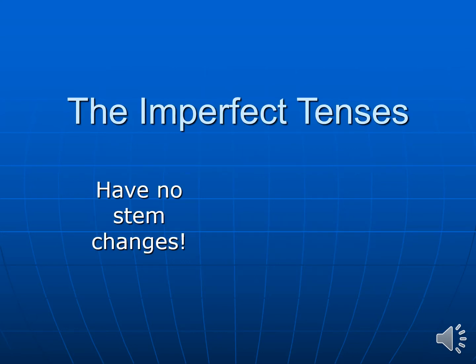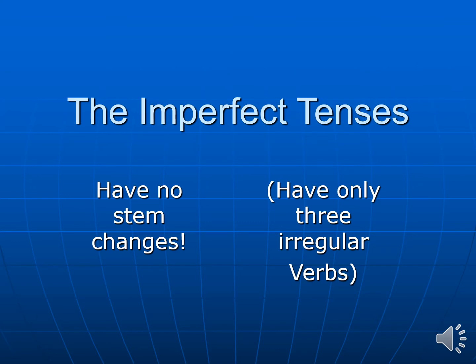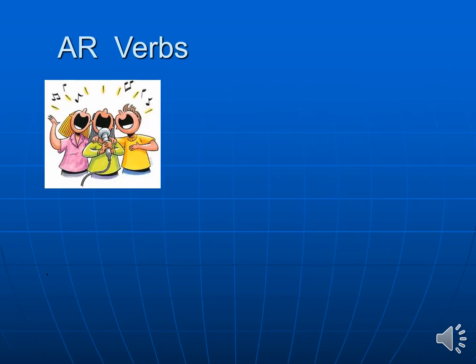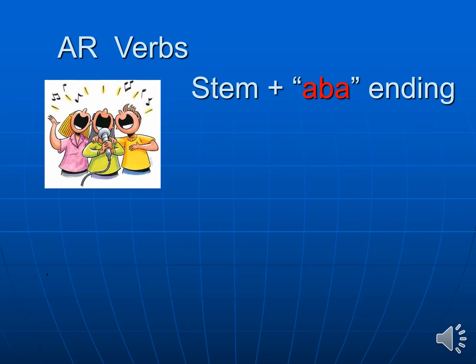The imperfect tense has no stem changers. This makes it the easiest tense of all the tenses in Spanish because there are no stem changers and there are no irregulars. Well, except for three. We have only three irregular verbs in the whole Spanish dictionary when we're dealing with imperfect tenses. So let's begin. AR verbs are the easiest of the verbs. There are absolutely no irregular AR verbs. So the three that are irregular will not be AR verbs.